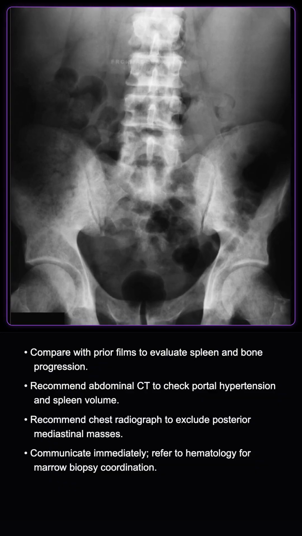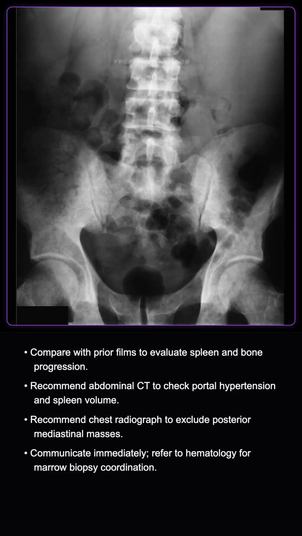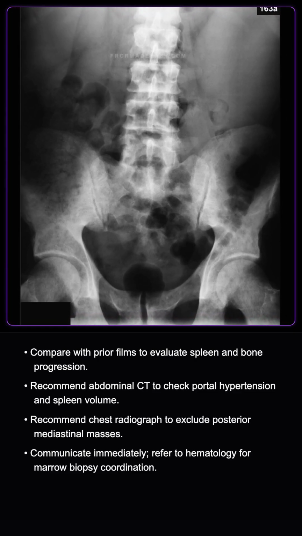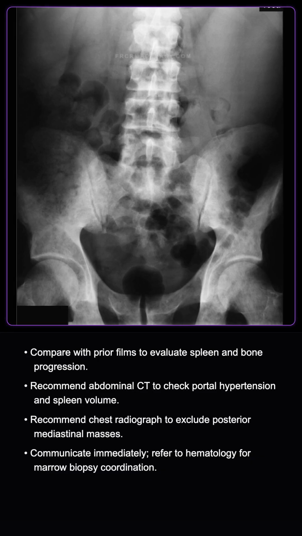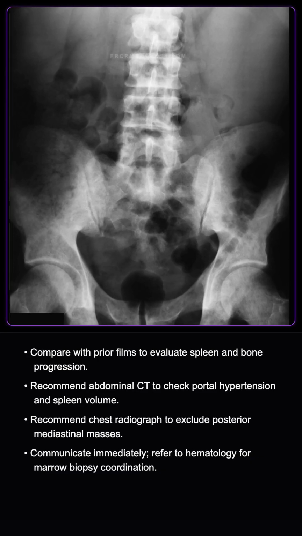I would also recommend a chest radiograph to evaluate for extramedullary hematopoiesis in the thorax, such as posterior mediastinal masses. I would communicate the finding of myelofibrosis to the hematology team to coordinate a bone marrow biopsy and plan supportive therapies or splenectomy.